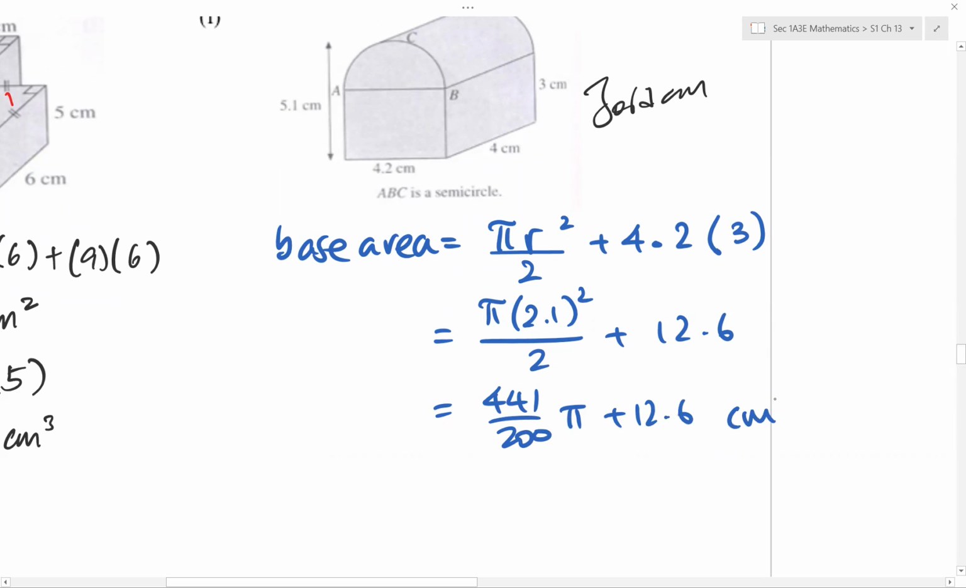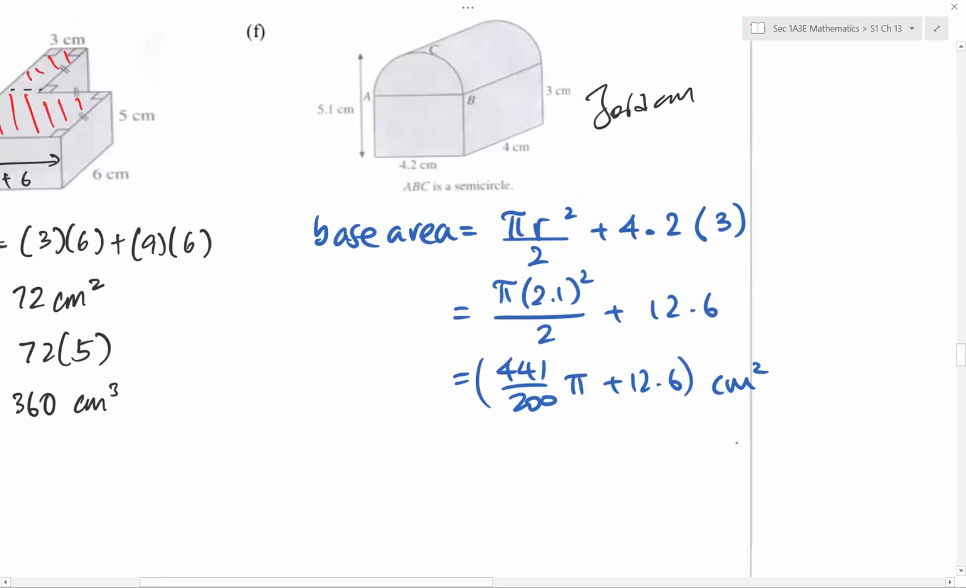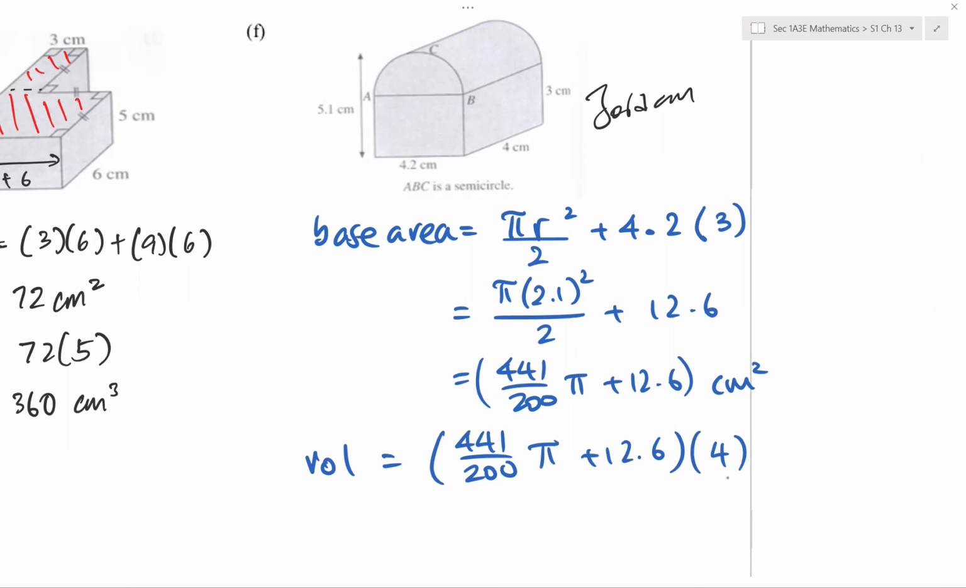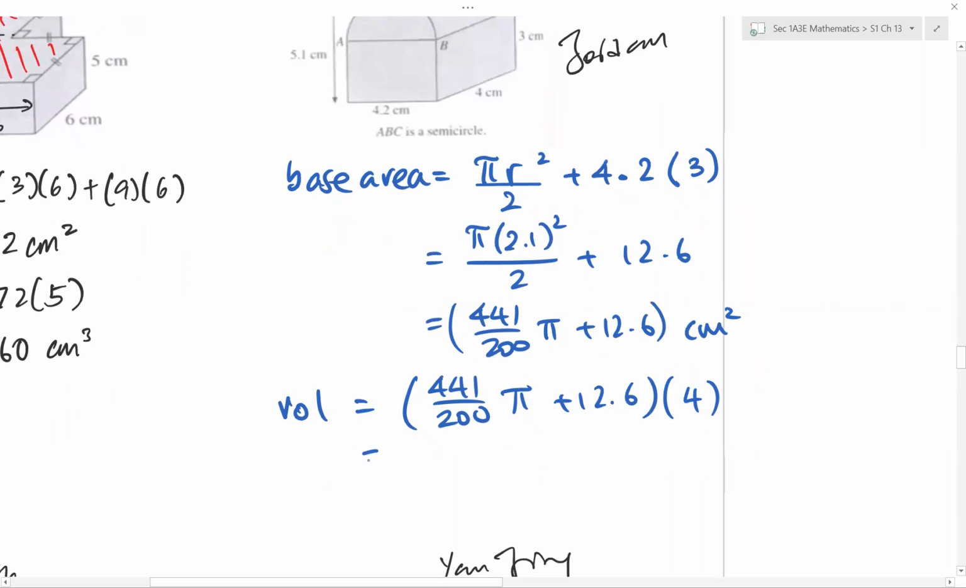Okay, now that we have the base area, what do we do next? Okay, volume. Times 4, yes. Okay, so we have 441 over 200 pi plus 12.6 times 4. The reason I didn't put it as 5SF is because I want to preserve as much accuracy as possible. And you will see why this is important when you receive your test paper tomorrow.